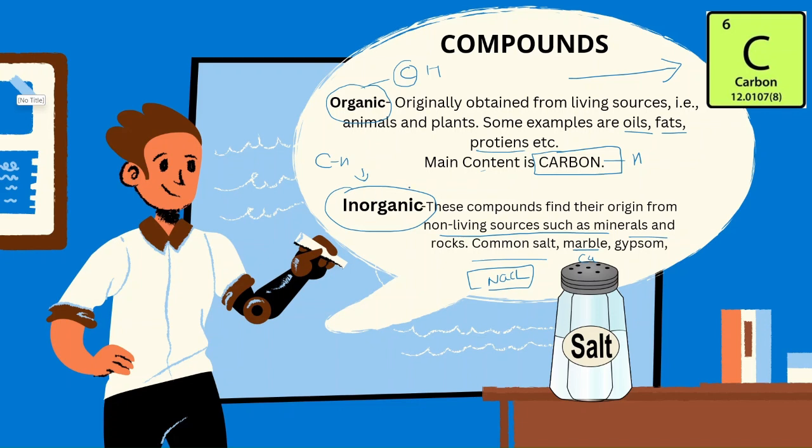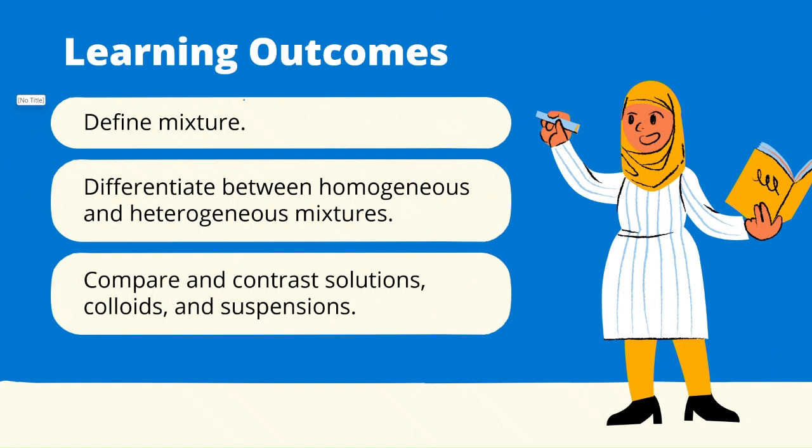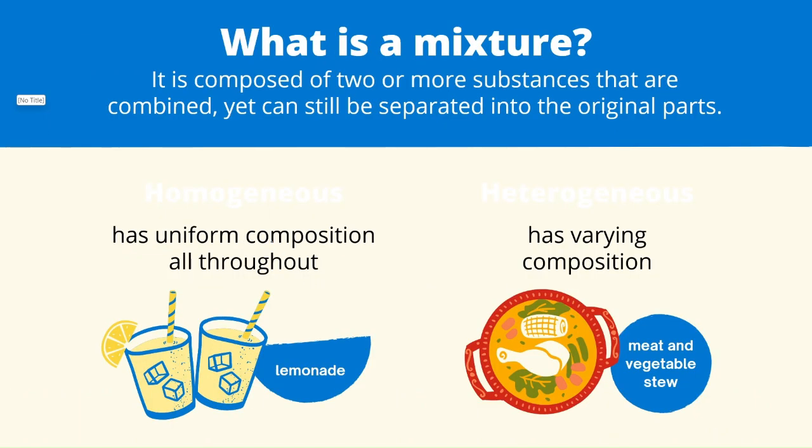Fine. Next, let's understand the definition of mixture. We'll understand the different types of mixture, that is homogeneous and heterogeneous mixture, and we'll compare and contrast solutions, colloids and suspensions. Let's see what is a mixture. It is composed of two or more substances that are combined yet can still be separated. There are two types: one has a uniform composition all throughout and the other has a varying composition.